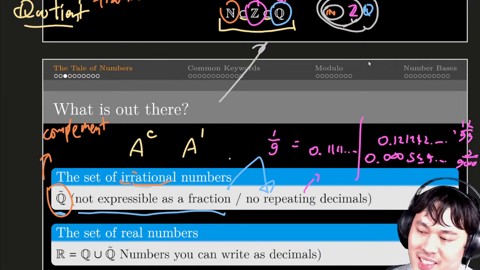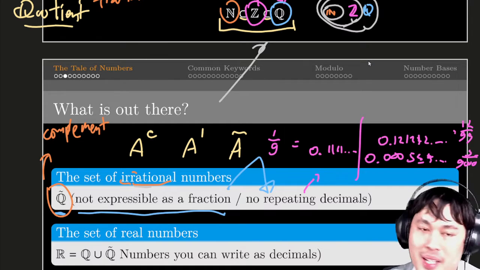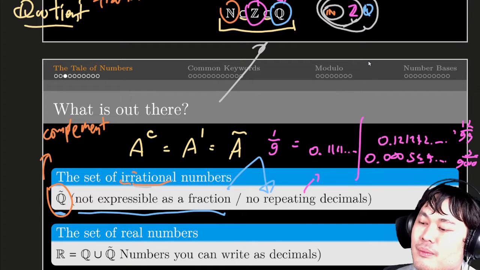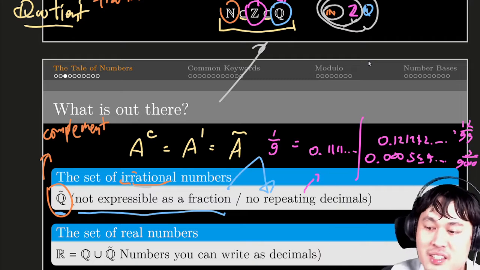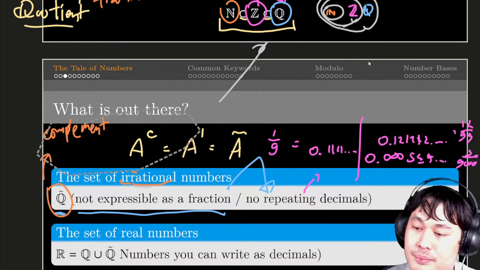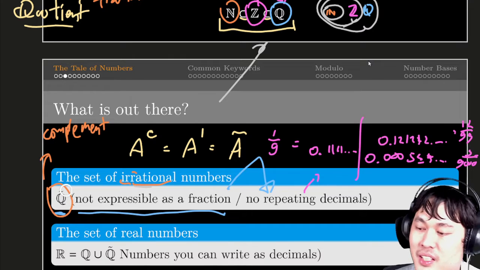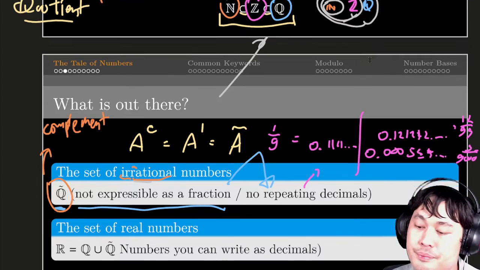That's here, and not commonly used, but sometimes used notation for complement, which is giving it a hat or a tilde on top. But that's the notation. Like, it's not rational. It's not in Q. That's what we have here.